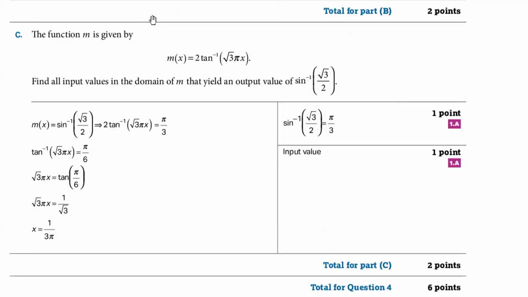Next, here we have m of x equals 2 tan inverse of the square root of 3 pi x. Find all input values in the domain of m that yield the output of sine inverse of square root of 3 over 2. Okay, so m of x equals, so this is our answer. So we have m of x equals the inverse of square root of 3 over 2.